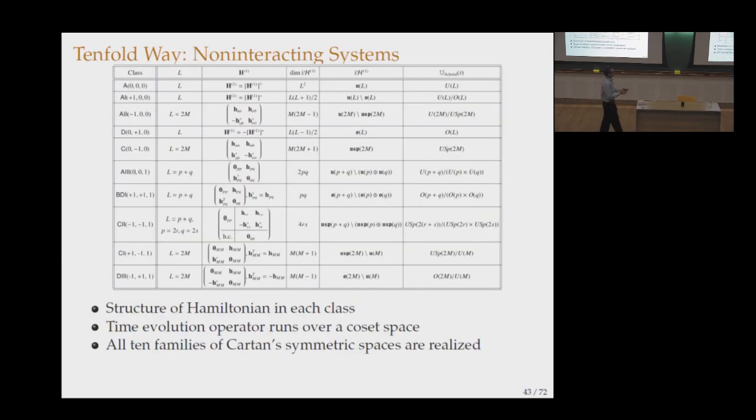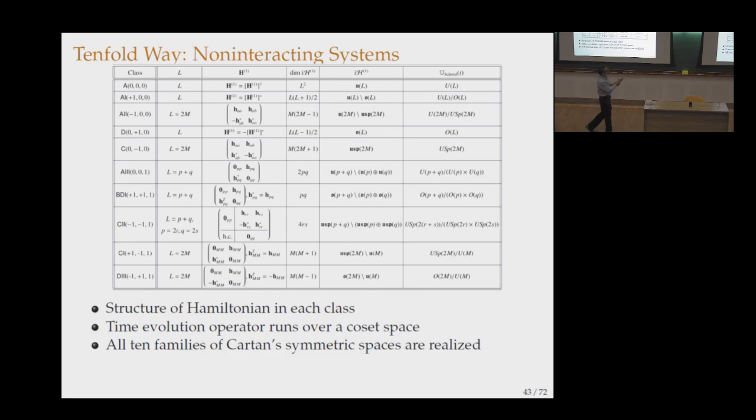Now I'm ready to discuss a little bit about the space of Hamiltonians which represents these symmetries. What I'm showing you here is class A, which means there is no symmetry. There are L orbitals. So what is the space of allowed Hamiltonians? It's the set of all L by L Hermitian matrices. It's the generator of U(L). So one symmetric space has been ticked off.